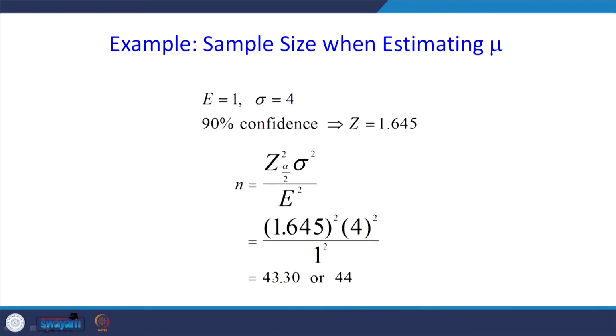We will do an example calculating the sample size. The permissible error is given as 1. The population standard deviation is 4. You want to conduct at 90% confidence level. If it is 90% confidence level, the Z value is 1.645. Then you substitute here, you will get 43.30, which is equivalent to 44.